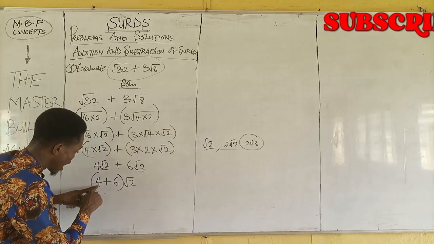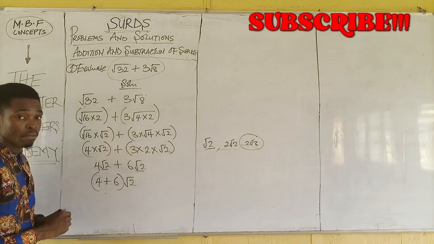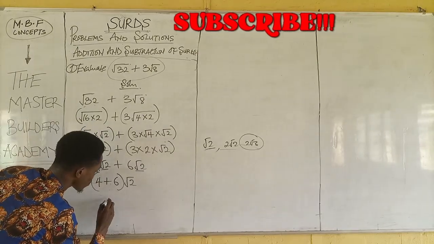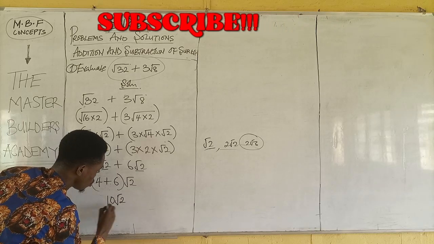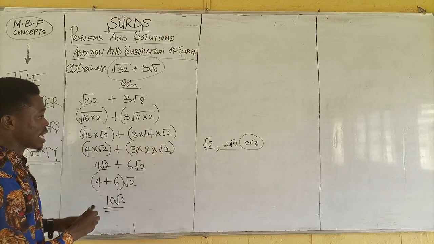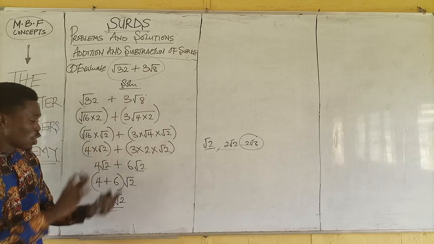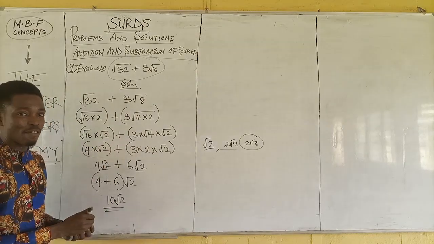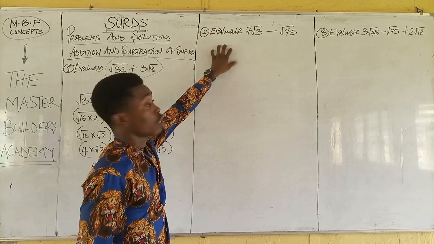Then the next thing is, I can now add this and this together. This will give us what? 10 root 2. Now, if you still do not understand this, then when we get to the next question, I will also explain this in another form. Alright? Now that's it. On to question number 2.